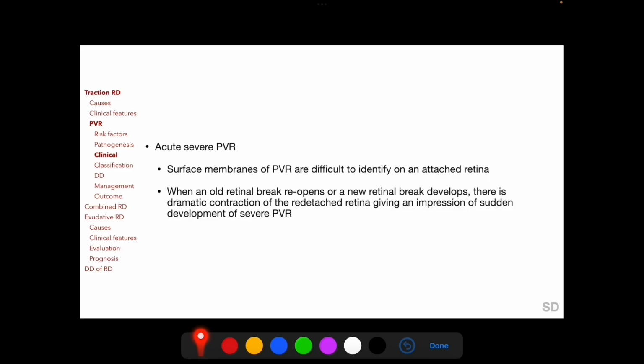Surface membranes of PVR are difficult to identify on an attached retina, and when an old retinal break reopens or a new retinal break develops due to contraction of these surface membranes, there is dramatic contraction of the redetached retina, giving an impression of sudden development of severe PVR.